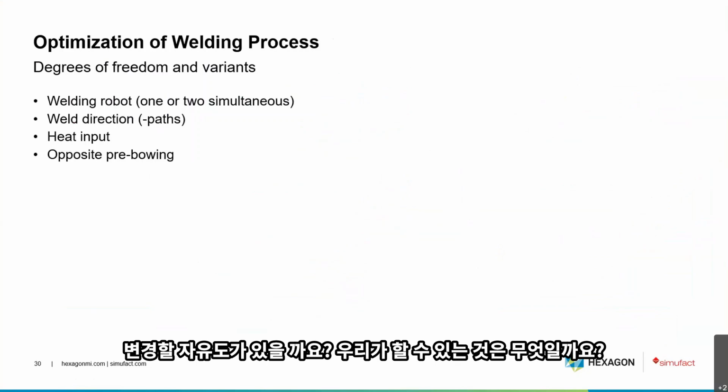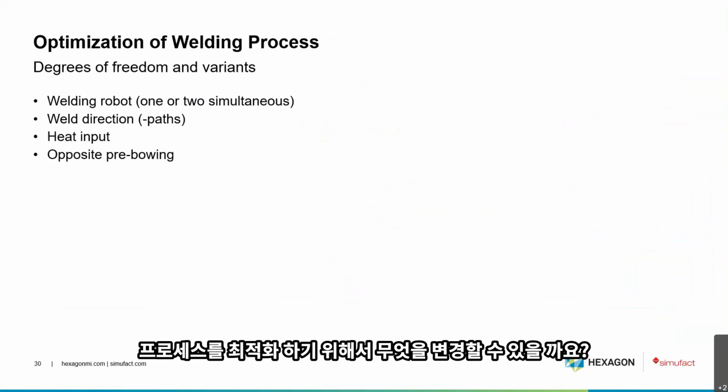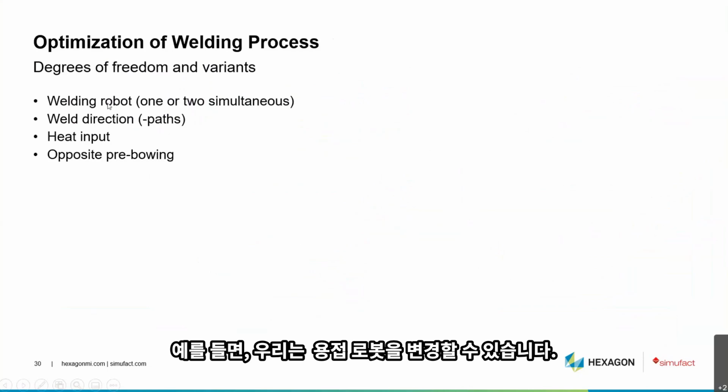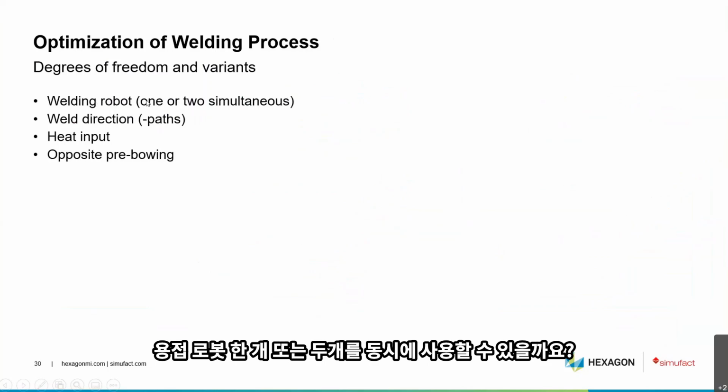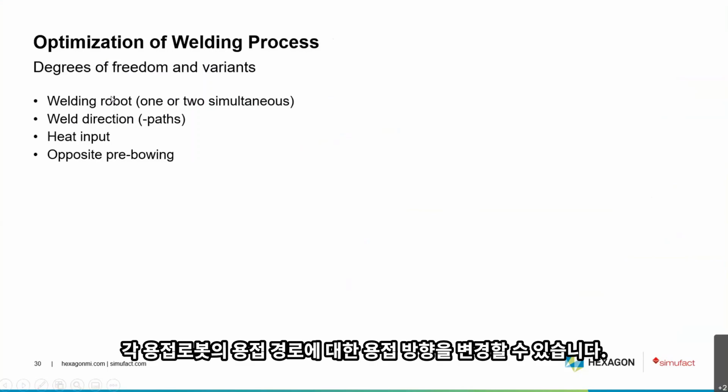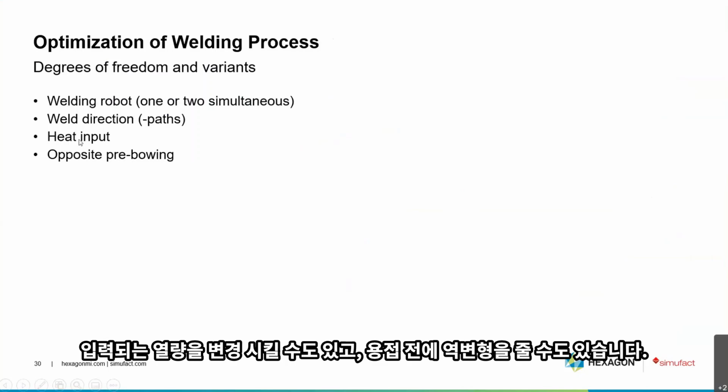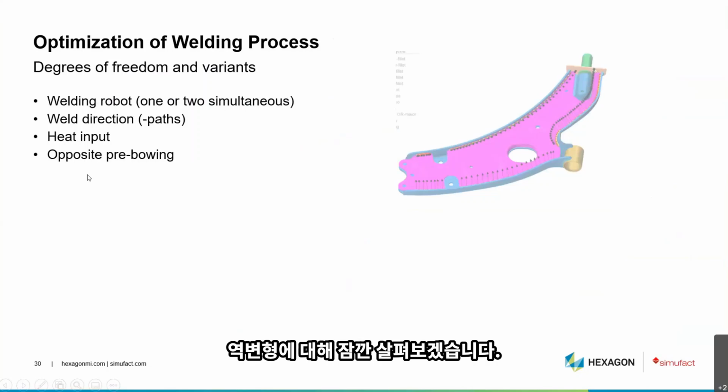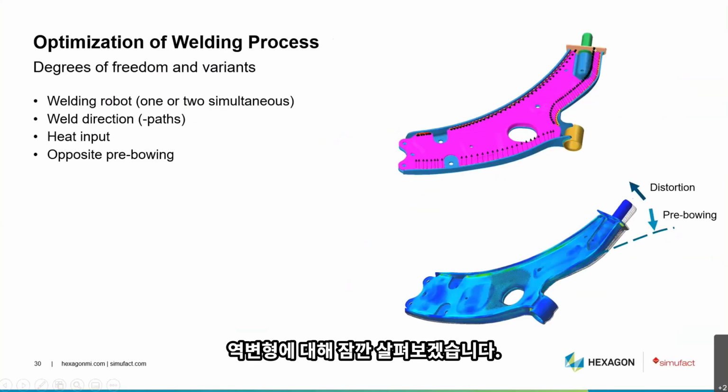This is the degrees of freedom. So what can we do? What can we vary in order to optimize the process? We can, for example, change the welding robots. Do we use one or two of them simultaneously? For each robot we can change the weld direction, the weld paths. We can vary the heat input, or we can do something which is called opposite pre-bowing. Let me very shortly explain what this is.